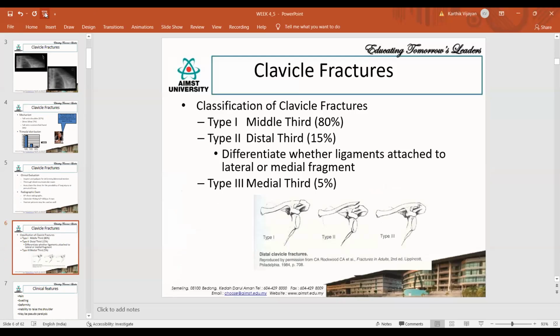So you have type 1 is 80% in the middle third. Okay, type 2 is distal third, and that is the lateral end. And then type 3 is medial third. Okay, 5%.